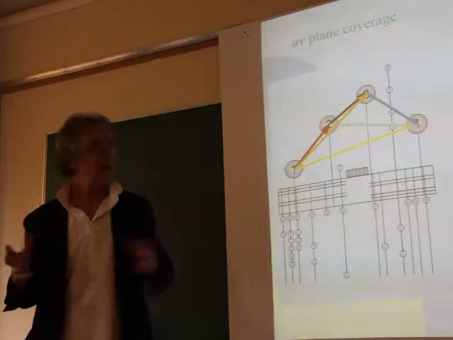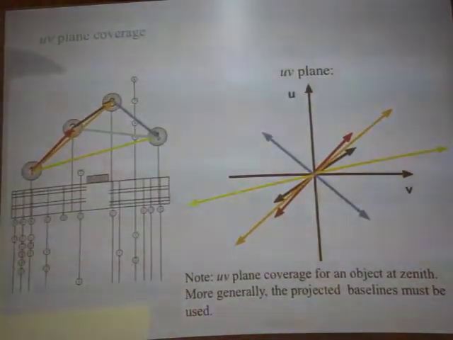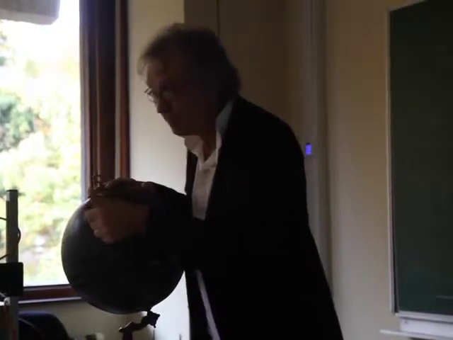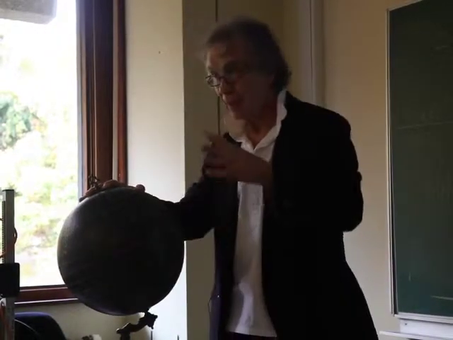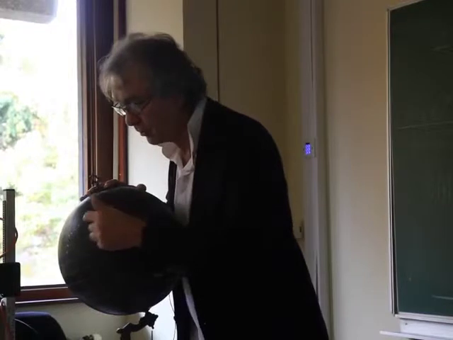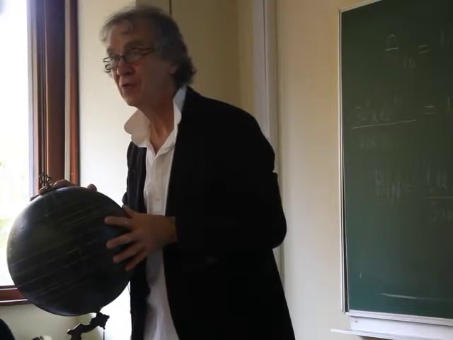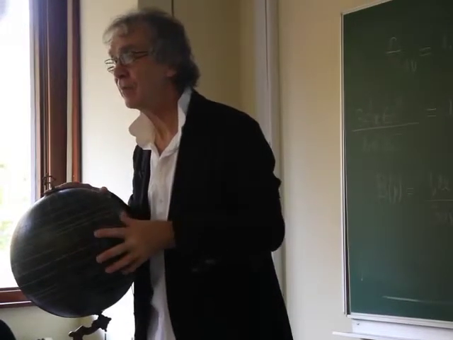Now, how is it possible to populate very densely the UV plane? Well, this is achieved thanks to the rotation of the Earth. And this you may see here. So let's assume that you are the star. So you should feel like a star. And you see on the Earth the interferometer here. And you must think in terms of the projection of those baselines on the plane of the sky. Now the Earth is rotating. So you see that those baselines are changing in length and in orientation.